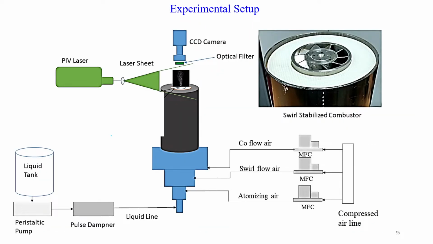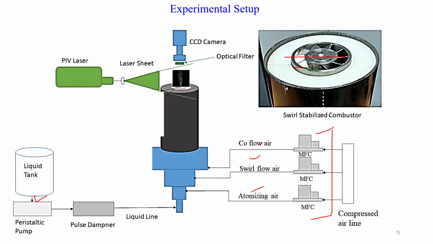This is the experimental setup. I already explained, right, we are using MFCs to control the air. I used three different MFCs, one each for the atomizing air, swirling air, and co-flow air, and a similar setup for the liquid fuel using the peristaltic pump. The same laser sheet diagnostic technique and a CCD camera capture the laser Mie scattering image.